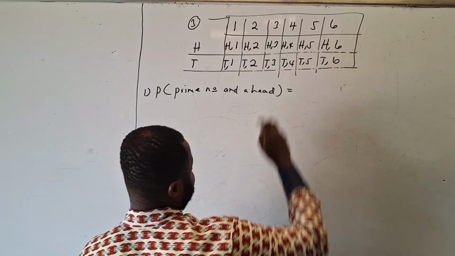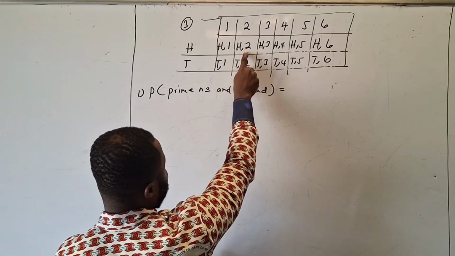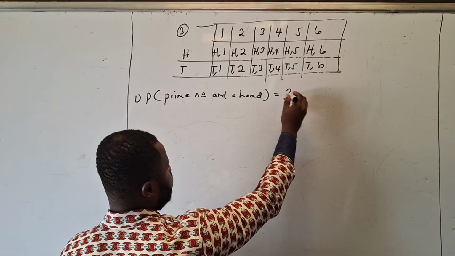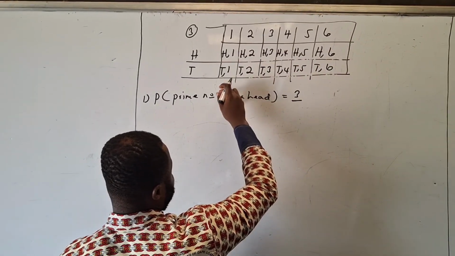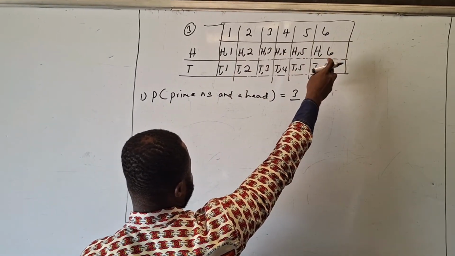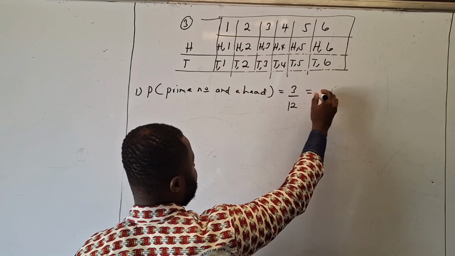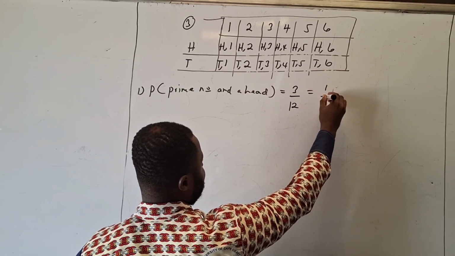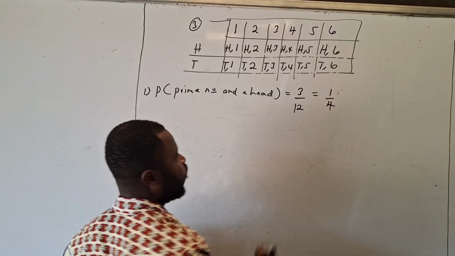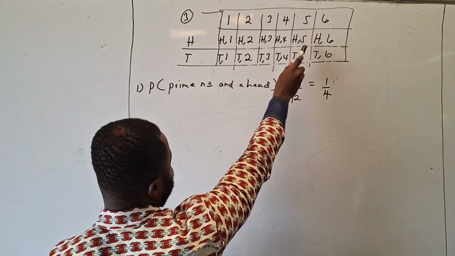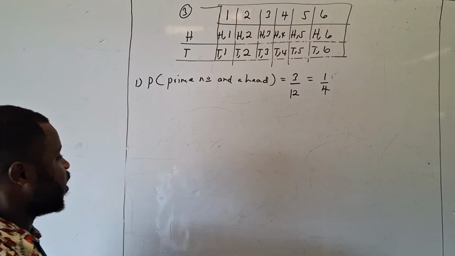Then we have head and 5. So we have 1, 2 and 3. So we have 3 out of the total outcomes: 1, 2, 3, 4, 5, 6 and 1, 2, 3, 4, 5, 6, making 12. When you break it down, you get 1 out of 4. So these are the prime numbers and a head.